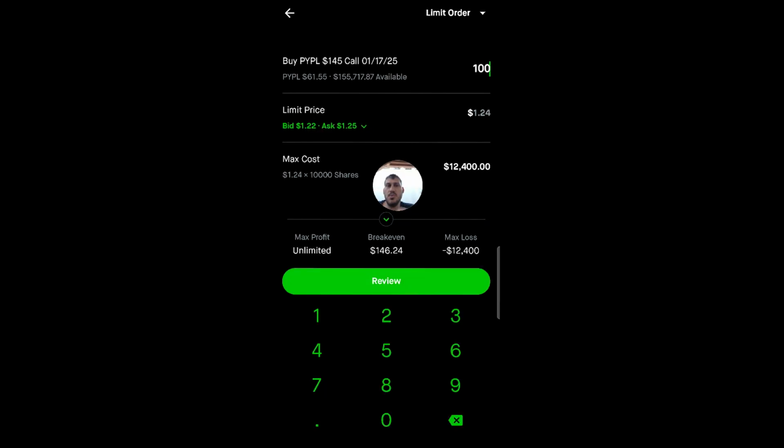Therefore, $1.24 times 100 shares would be $124. If you want to buy 10 options, like I said, it'll be $1.24 times 1,000 shares. If you want to buy 100 options, it will be $1.24 times 10,000 shares.